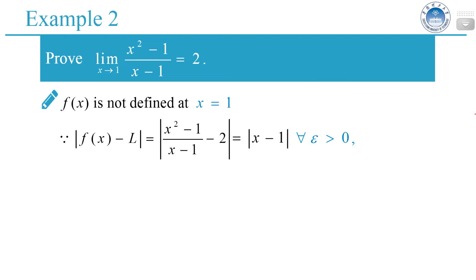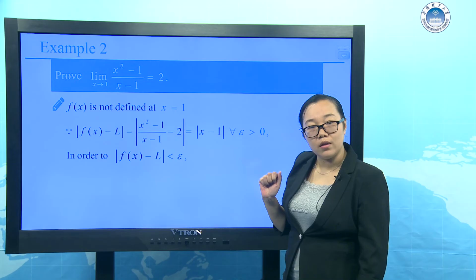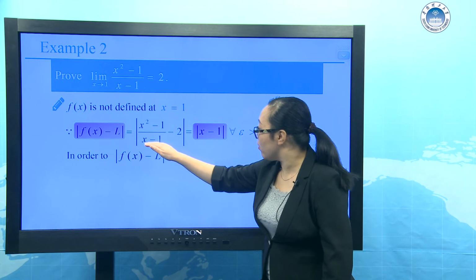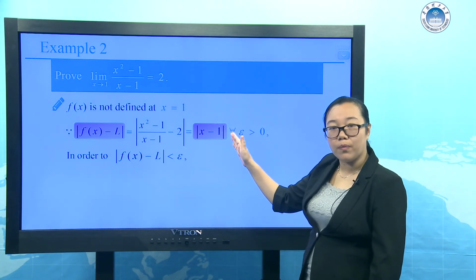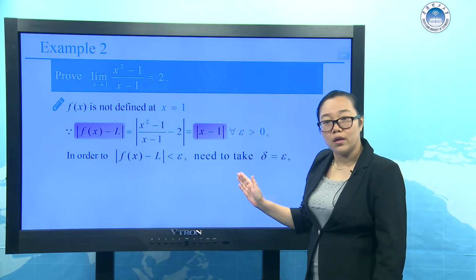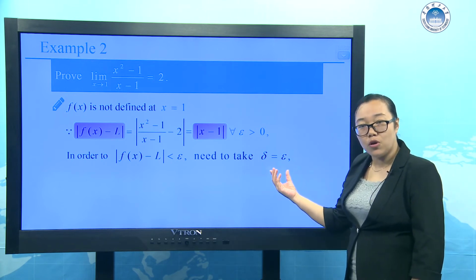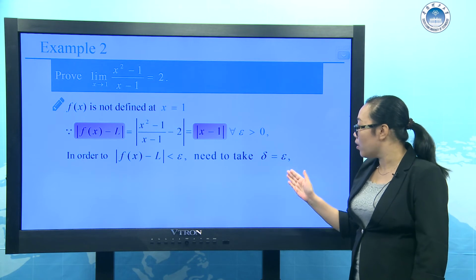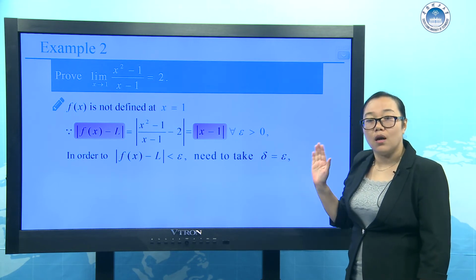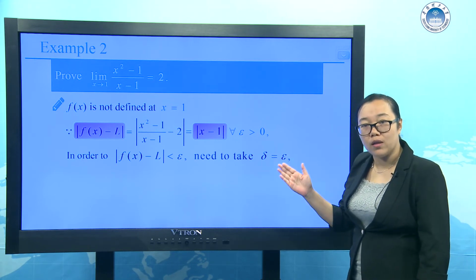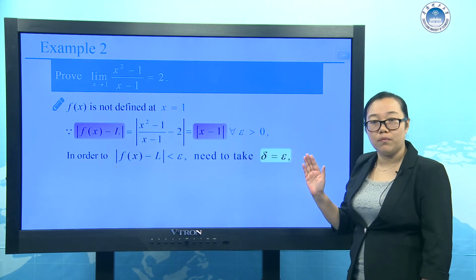For any epsilon greater than 0, in order to make the absolute value of f minus L less than epsilon. Yes, f minus L equals x minus 1. So we need to take delta equals epsilon. Build up the relationship between epsilon and delta. This means epsilon is given, we can find the corresponding delta.